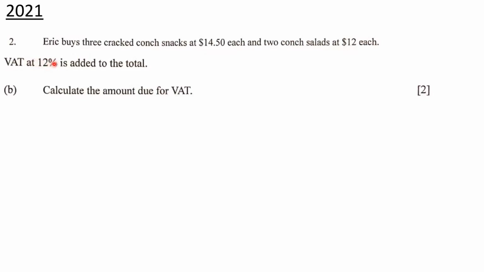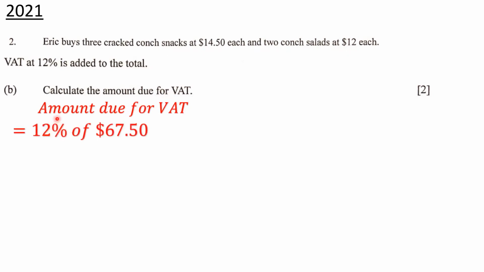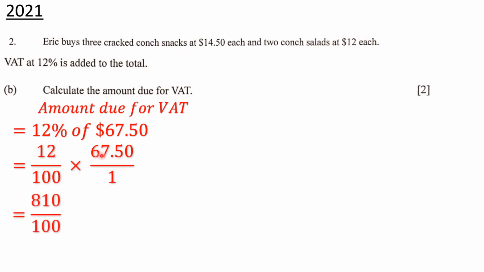VAT is 12%, right? VAT at 12% is added to the total. Calculate the amount due for VAT. Now remember, the amount due for VAT is going to be 12% of the total, and of means multiply. So we're going to put 12 over 100 multiplied by 67.50 over 1. Then 12 times 67.50 is 810, and 100 times 1 is 100. We divide top and bottom, so 810 divided by 100 is $8.10. That's the amount due for VAT.